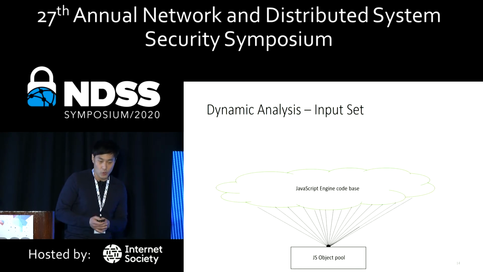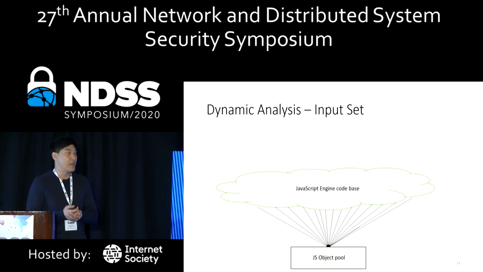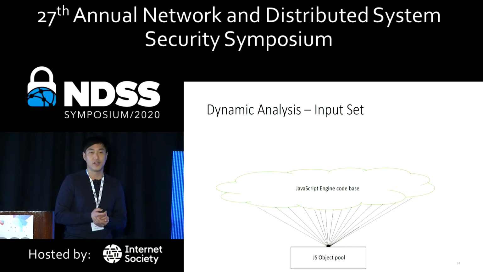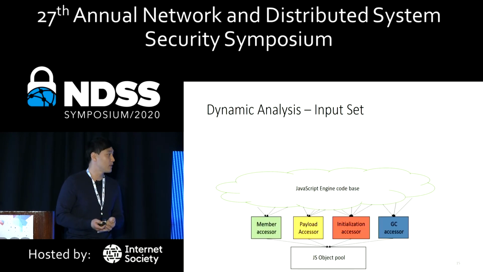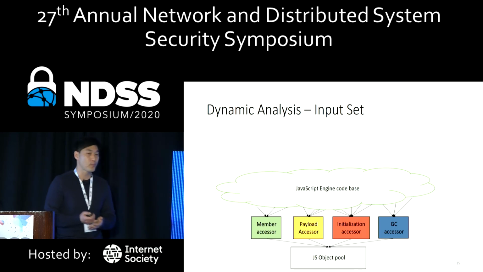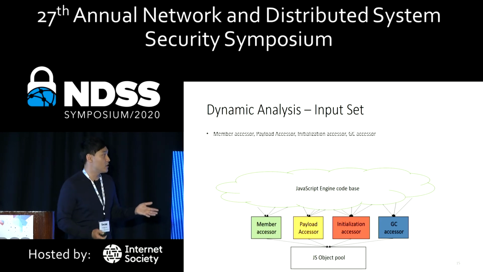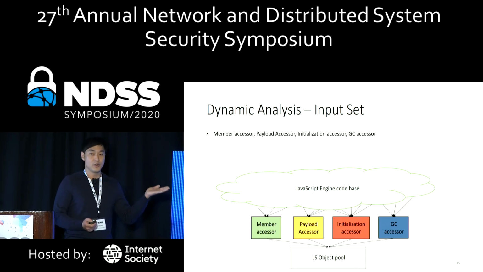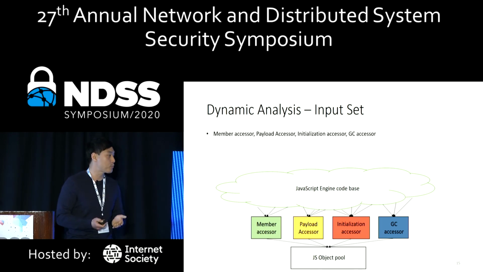In order to find all those functions, it's best if our input set guarantees full coverage. However, it's impossible. So we studied the JavaScript engine, and we found that those functions have commonalities, and we categorized them into 4 accessor functions. Those accessor functions work as a gateway to write on the JavaScript object, and they are extensively shared among the other components of the JavaScript engine.